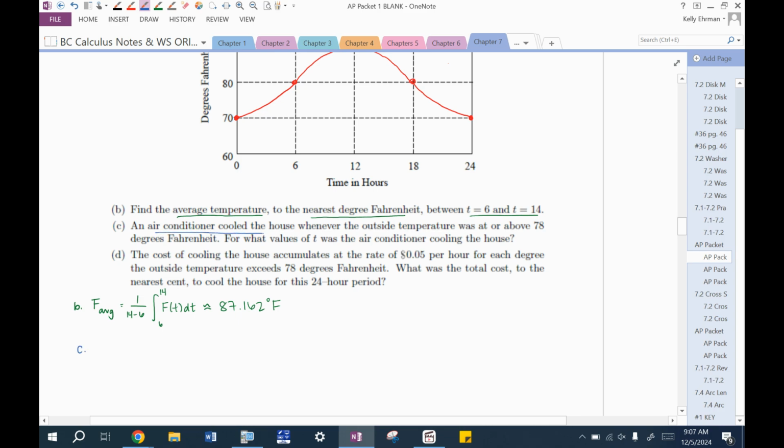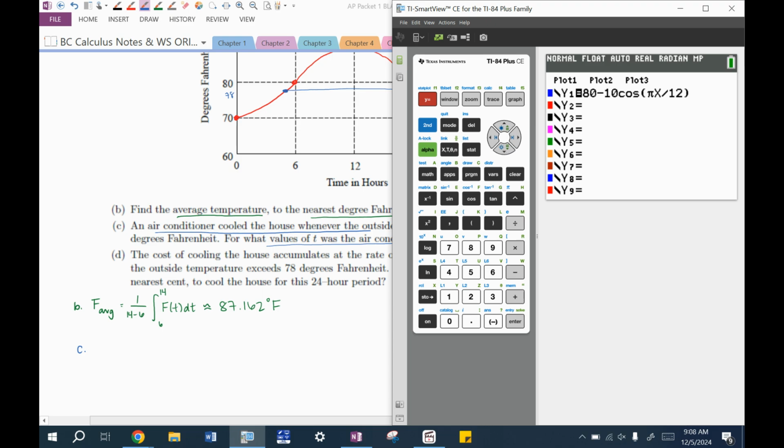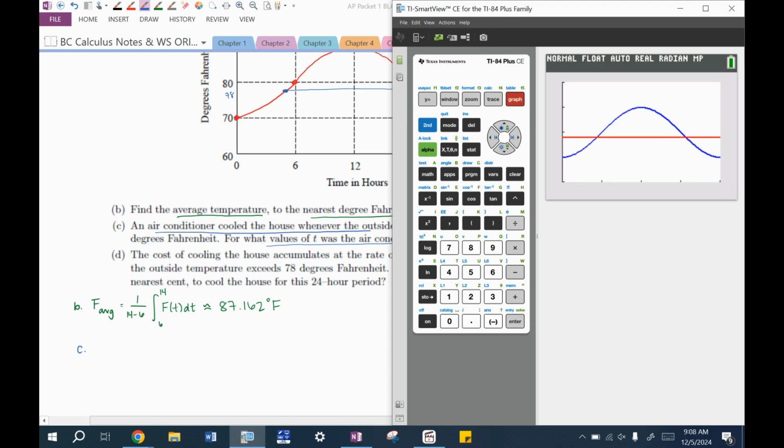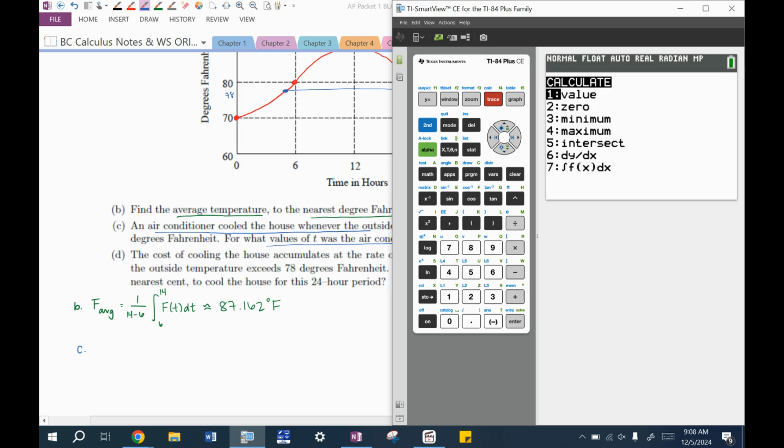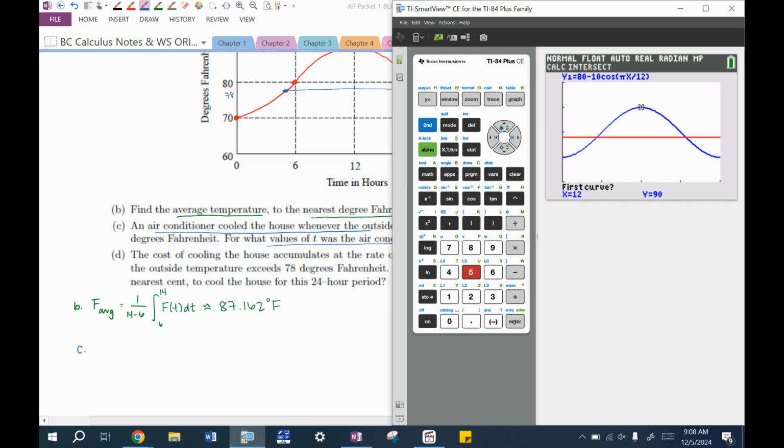An air conditioner cooled the house whenever the outside temperature was at or above 78 degrees Fahrenheit. So like this chunk of time here. For what values of t was the air conditioner cooling the house? So I should just be finding the intersection of the graph and 78 degrees. So again, I'm going to go to my calculator. I'm going to enter 78 into Y2, hit graph. So I'm just looking for these intersection points. So second trace intersect.